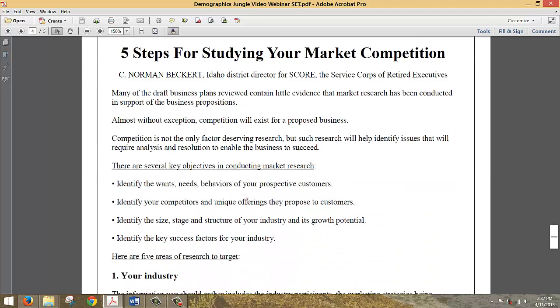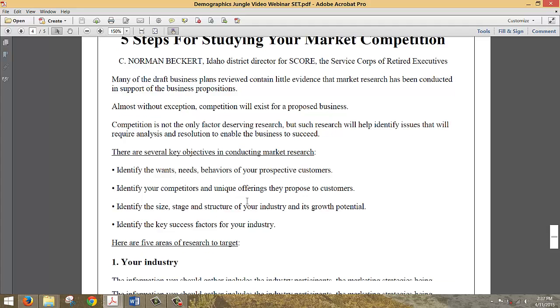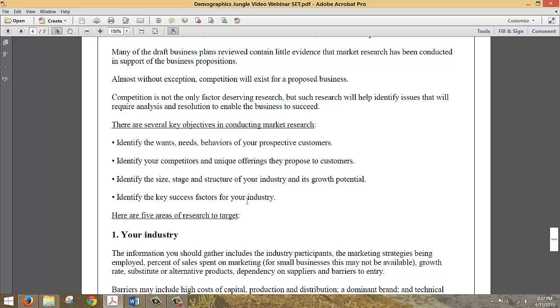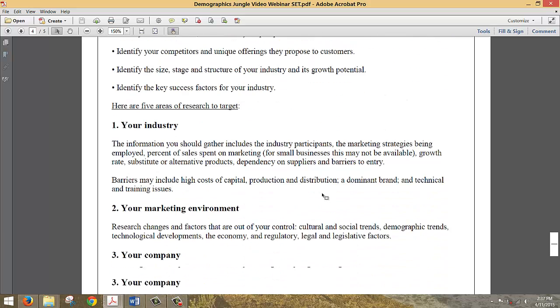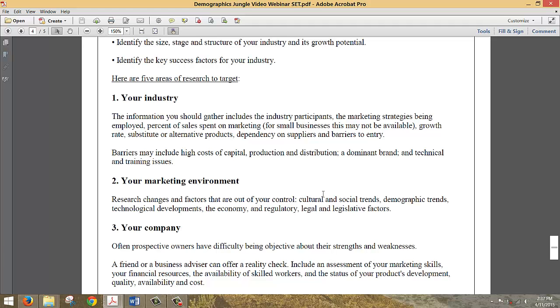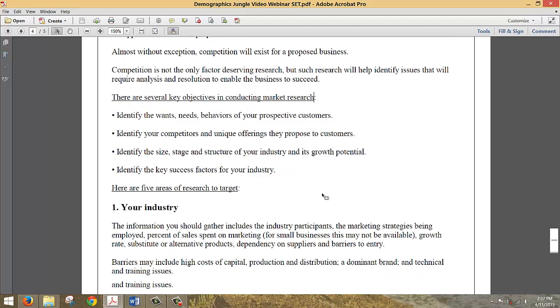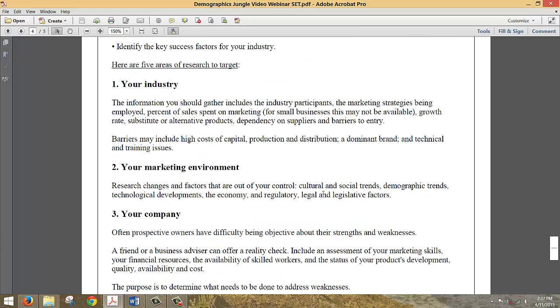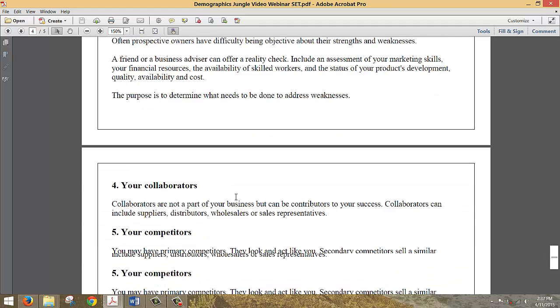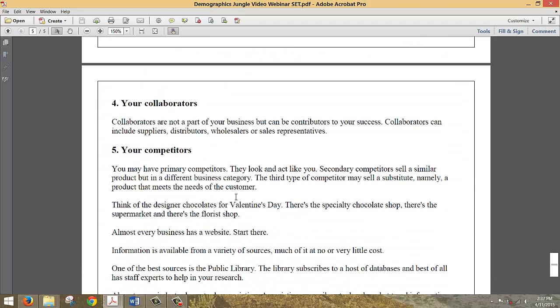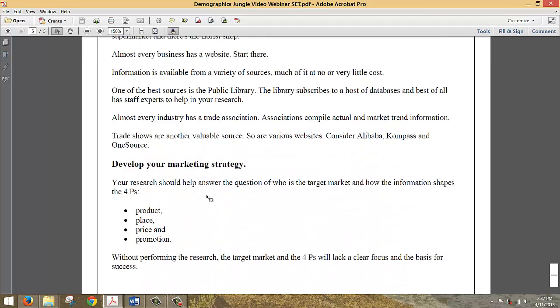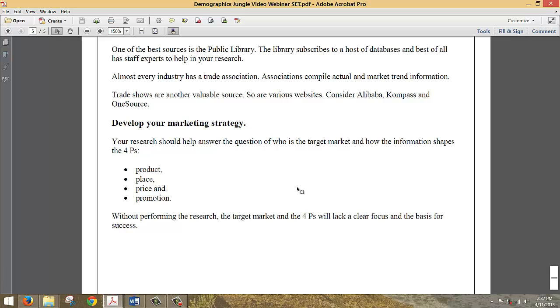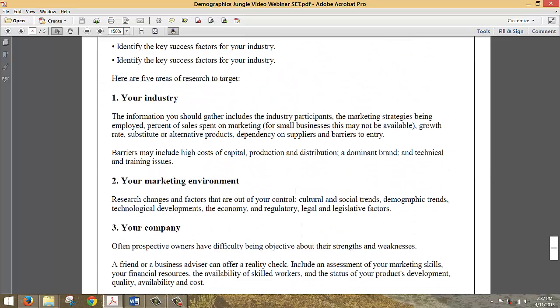There's another document that we have called 5 Steps for Studying Your Market Competition. And again, it's a different look at the infographic we had before, with some key objectives: specifically looking at the factors that are successful for you, and whether they are applicable to analyzing your market competition, looking at your industry in your local area, your marketing environment, your company and your objectives, your collaborators and your competitors. It's like a SWOT analysis, maybe with a little more detail. So developing your marketing strategy based on those things is great. This set of documents is terrific. I think you'll like it.